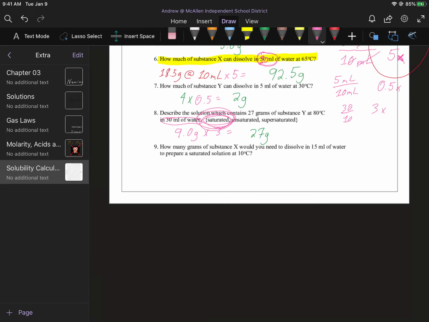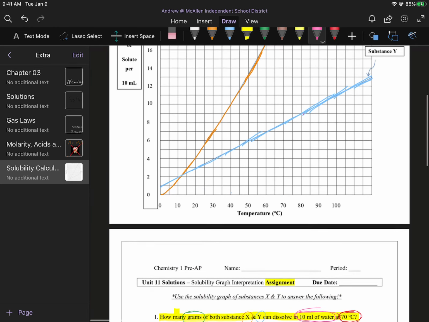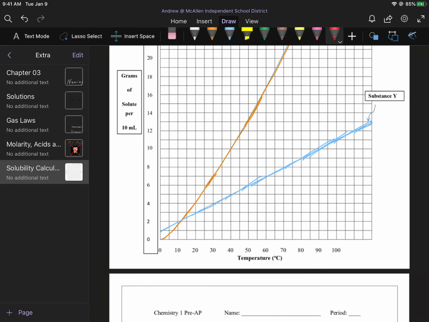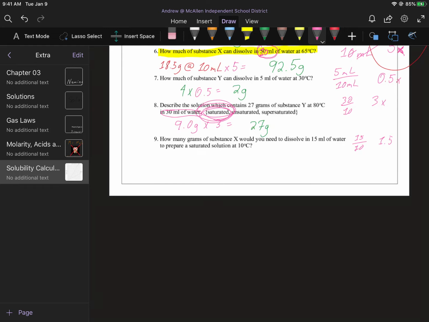Okay, final one. How many grams of substance X would you need to dissolve in 15 milliliters of water to prepare a saturated solution at 10 degrees Celsius? 15 divided by 10 gives you 1.5. We're going to go up to 10 degrees Celsius. Substance X is about 1.5 grams. So we're going to take 1.5 grams, and we're going to multiply by 1.5. 1.5 times 1.5 gives us 2.25 grams. Done.